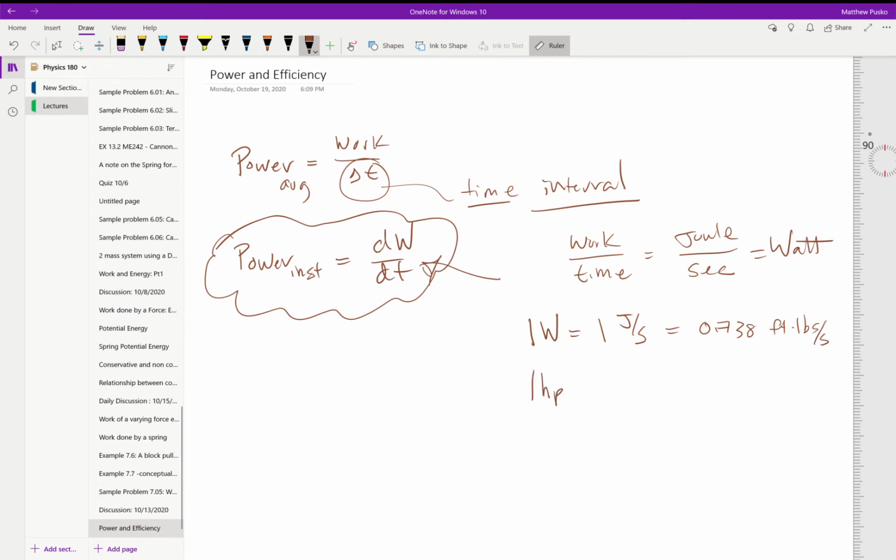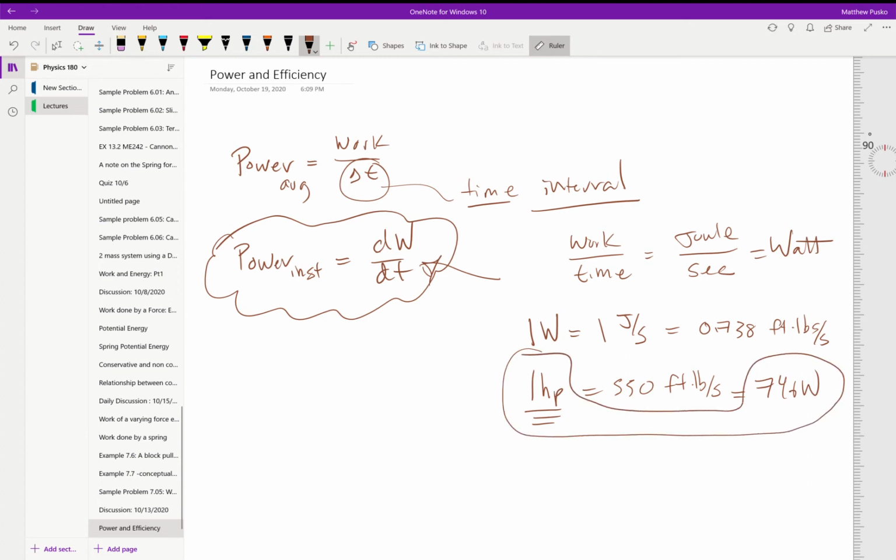Often you'll actually see horsepower. This is probably the most common. So be able to convert horsepower. 1 horsepower is equal to 550 foot-pounds per second, or 746 watts. So I would say this one will become more handy to solve the problems.